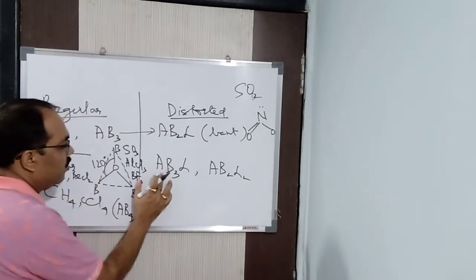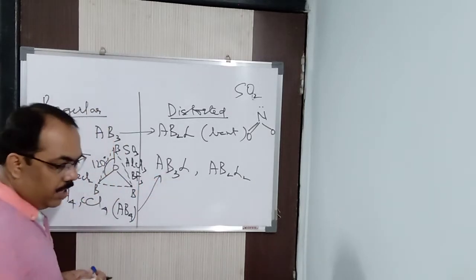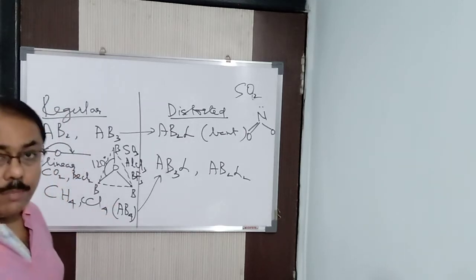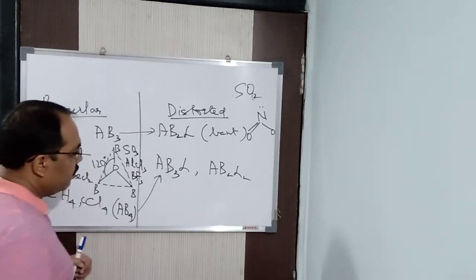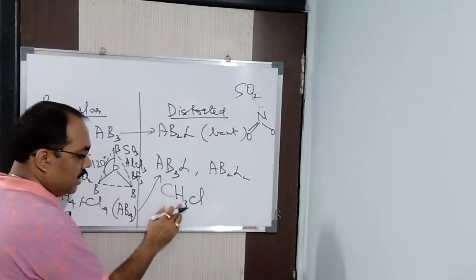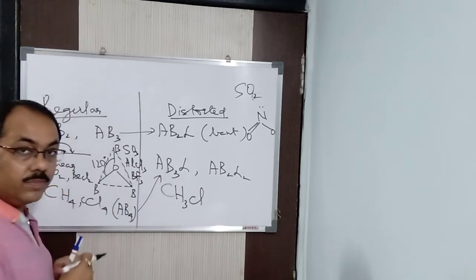then that particular geometry is known as distorted or irregular geometry. Similarly, let me come to AB3L. You learnt AB4, like CH4 and CCl4. For AB3L, the example is CH3Cl. See, 4 bonds, CH3Cl.